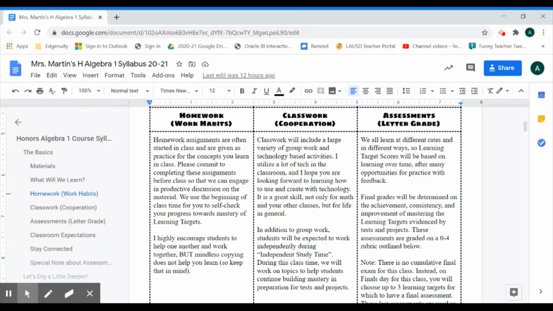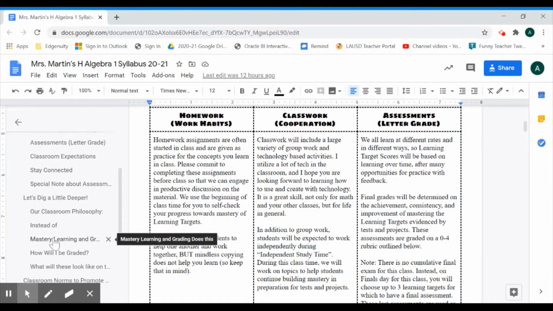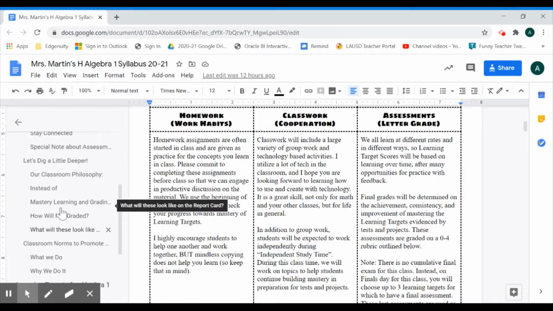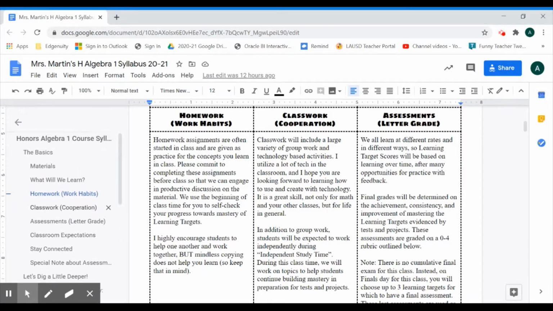In case you haven't noticed, you do have a table of contents here on the left using Google Drive, and you can always click around and see the materials and the details about each one if you needed to see those or to share them with, for example, your parent.